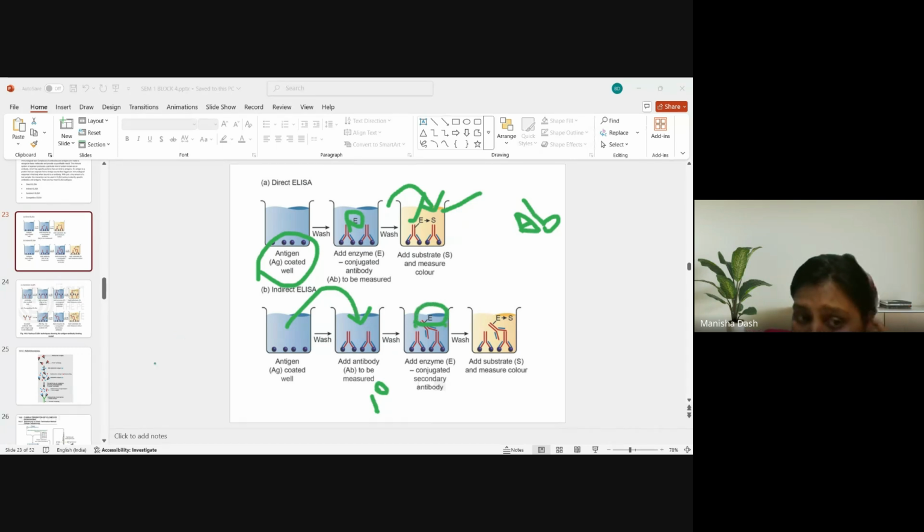So if your primary antibody binds to the antigen, then only the secondary enzyme can go and bind to the primary antibody, and after adding the substrate you will get the color product. So the intensity of the color will decide the concentration of the antigen.